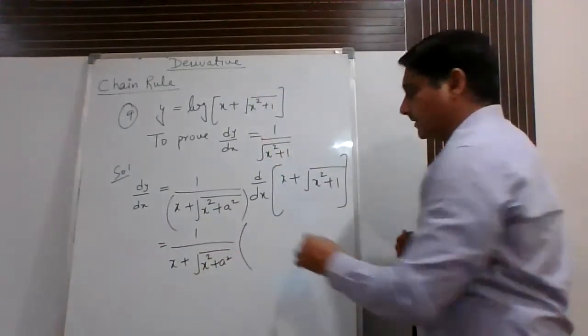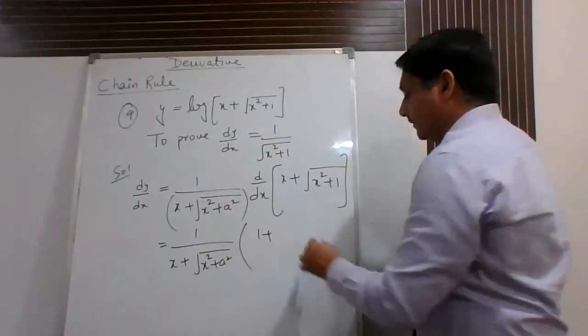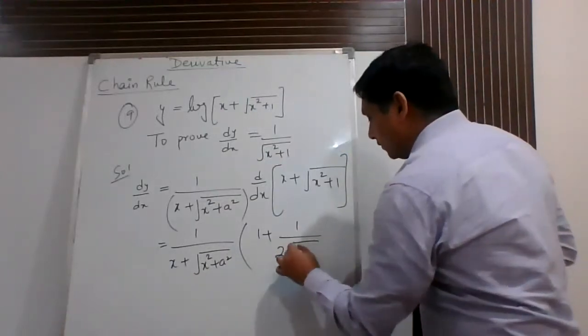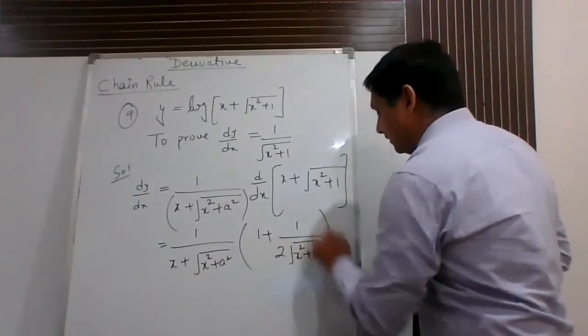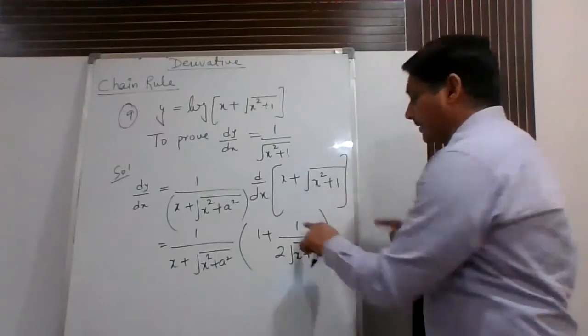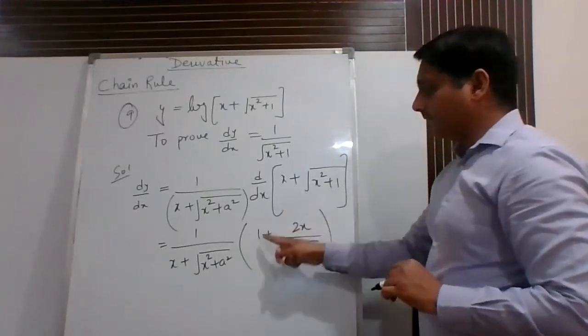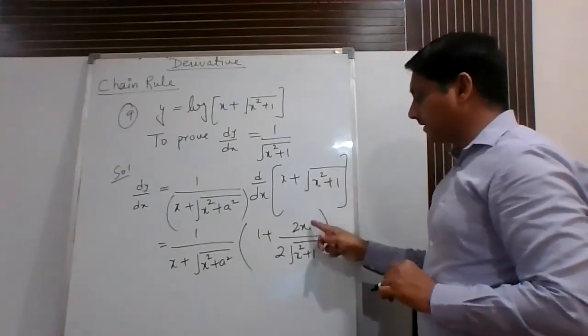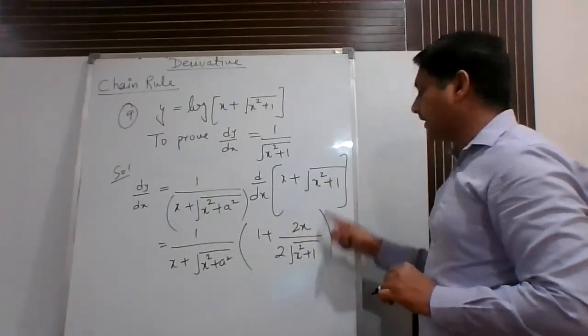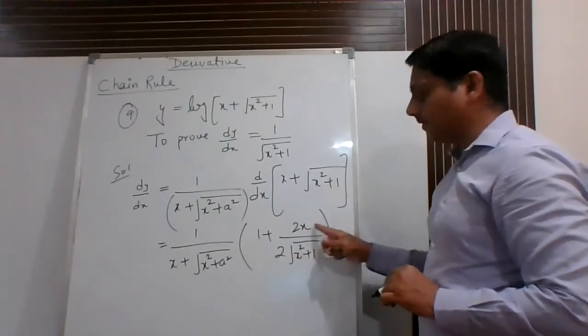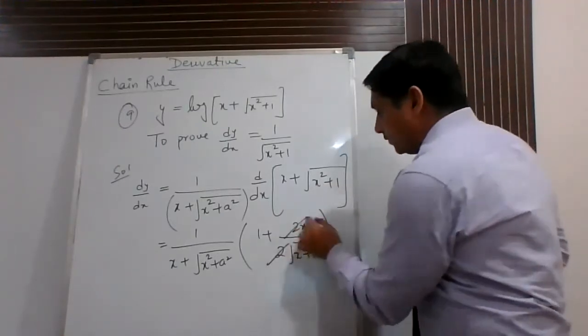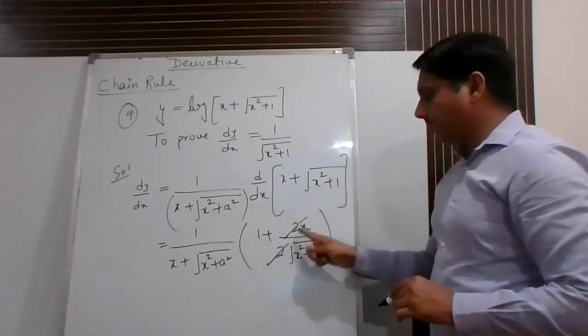So it will be: the derivative of x is simply 1, the derivative of this root quantity is 1 upon 2 root x square plus 1. Now the derivative of x square plus 1 is simply 2x. So what I have done: the derivative of x is 1, the derivative of root x is 1 upon 2 root x. After that, the derivative of x square plus 1 will be 2x. Now you'll do some calculation work. This 2 and 2 will cancel out.